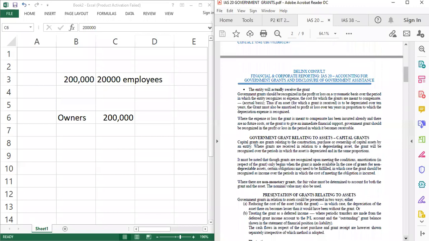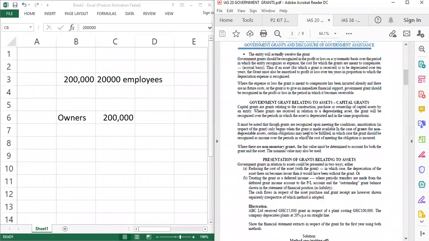Let's look at grants relating to assets. Capital grants are grants relating to the construction, purchase, or ownership of capital assets by an entity, where grants are received in relation to a depreciating asset. The grant will be recognized over the period in which the asset is depreciated, in the same proportion.